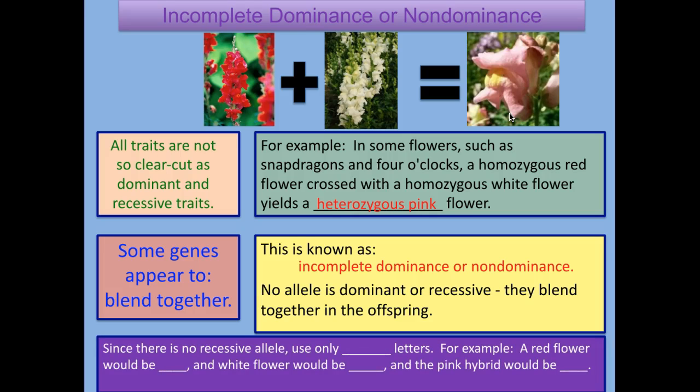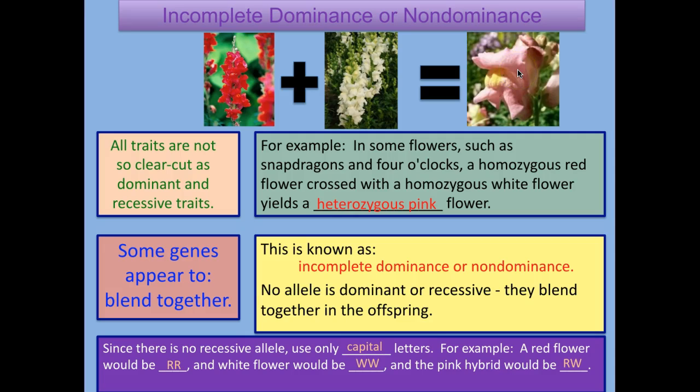Since there's no recessive allele, use only capital letters. For example, a red flower would be big R, a white flower would be big W, and the pink hybrid would be RW. So this is a little bit different than what we've done before, so you can kind of ignore what I said earlier about big R, little r. You're going to have what looks like two alleles, simply because they are not dominant or recessive. Red flowers have one allele, white flowers have one allele, and together the combination makes a different color or phenotype of the flower.